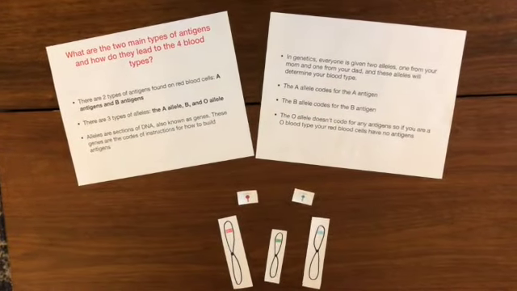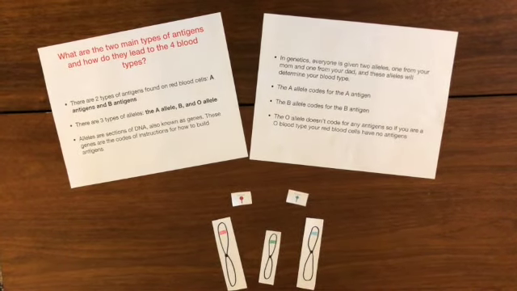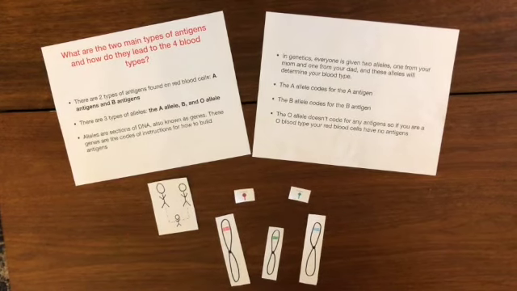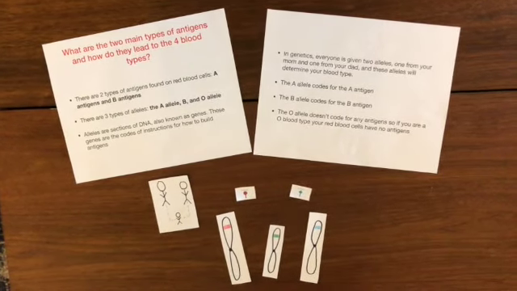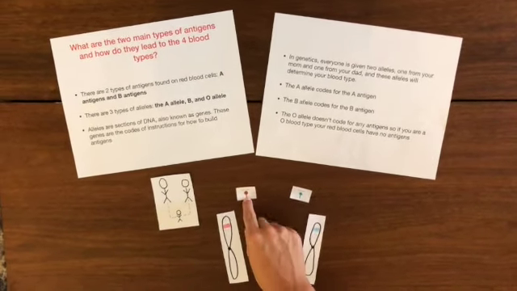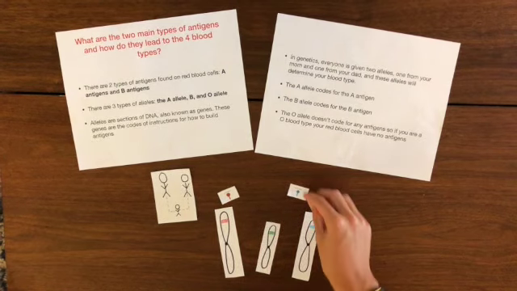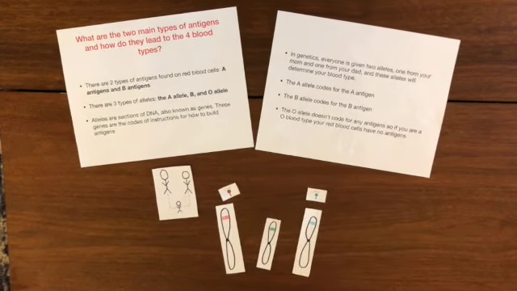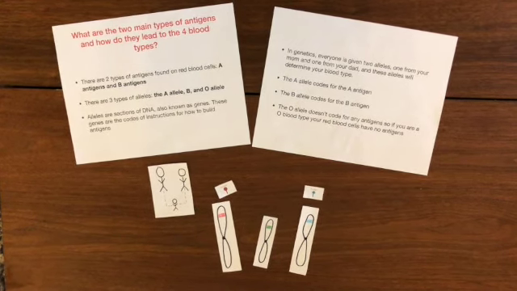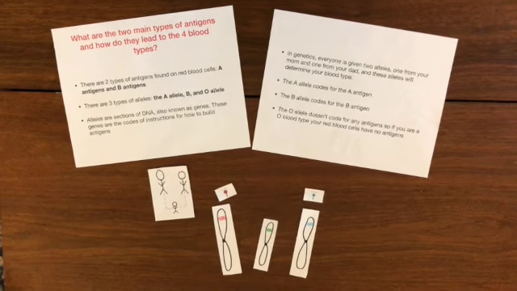In genetics, everyone is given 2 alleles. You're given one from your mom and one from your dad. And the alleles will determine your blood type. So if you are passed on the A allele, it will code for the A antigen. If you were passed on the B allele, it will code for the B antigen. However, the O allele doesn't code for any antigens. So if you are an O blood type, your red blood cells will have no antigens.